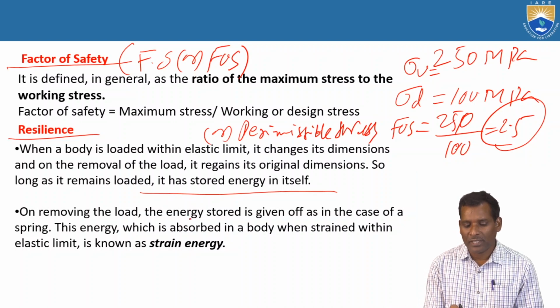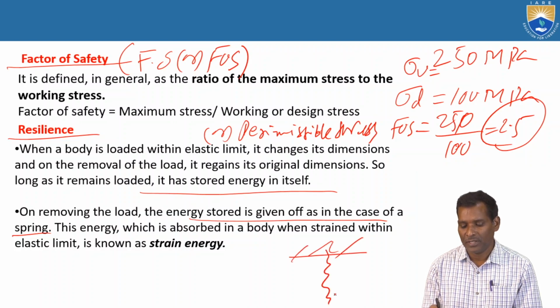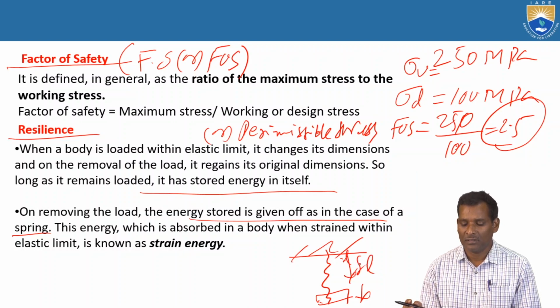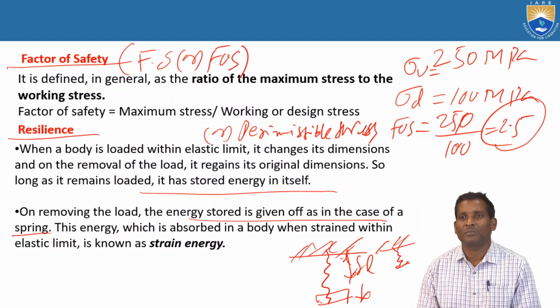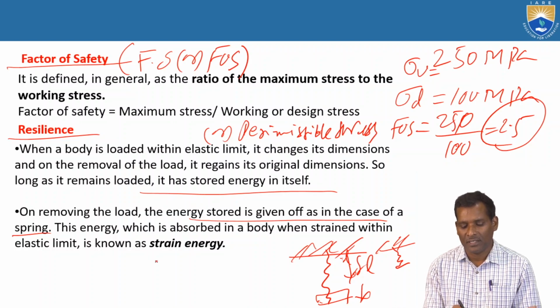So that on removing the load, the energy stored is given off, as in the case of a spring. For example, take one spring and apply a load. When you remove the load, there was some elongation, some delta L, some deflection that occurred during application. Whenever you remove the load, it can regain its original shape. The energy which is absorbed in a body when strained is called strain energy.